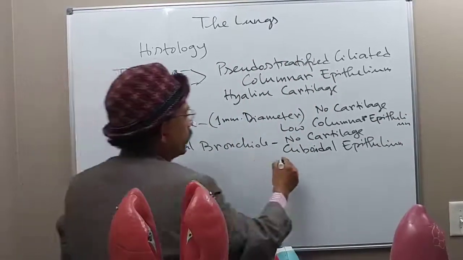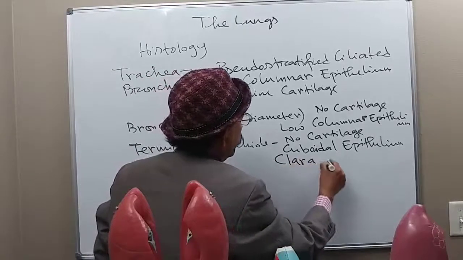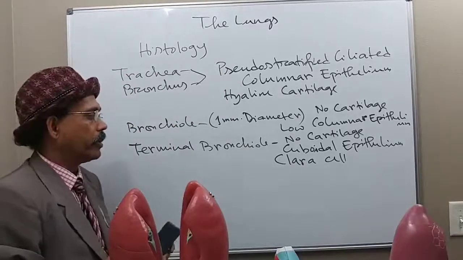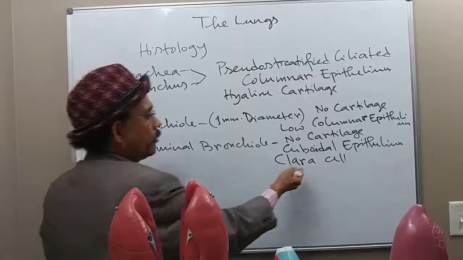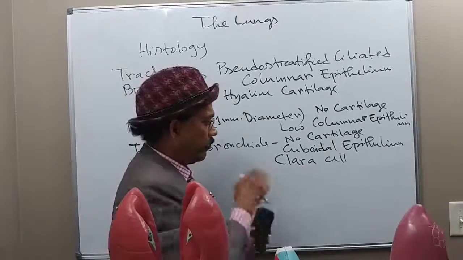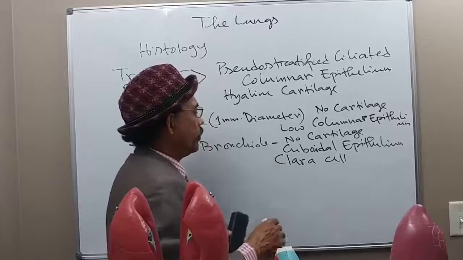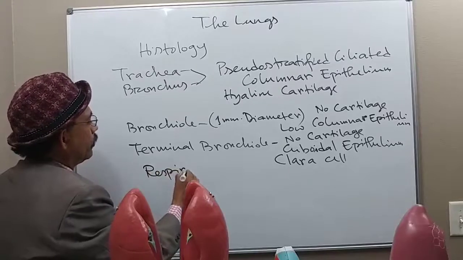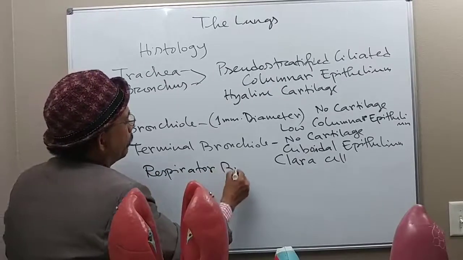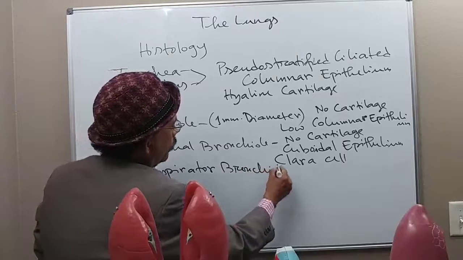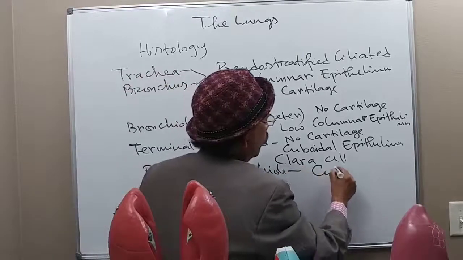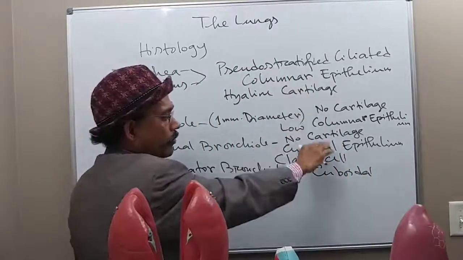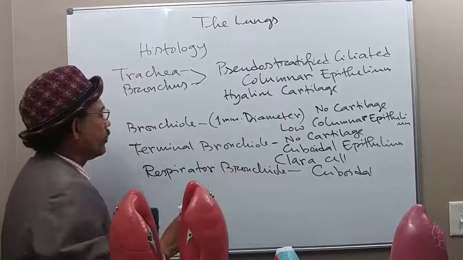Then you'll also get some cells called Clara cells that will protect our respiratory passage. There is some antioxidant action. Also, they may produce part of the surfactant and may contribute to the epithelialization of the bronchiole. Then we'll get the respiratory bronchiole. Epithelium is cuboidal. Cilia will go down gradually. You may not get any cilia at this level, maybe very minimal cilia.